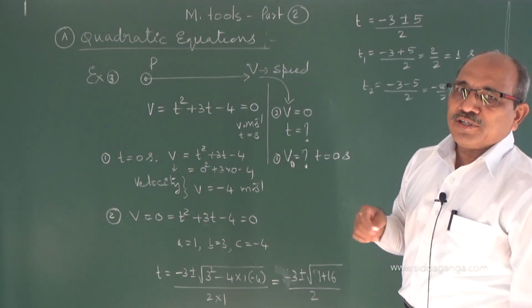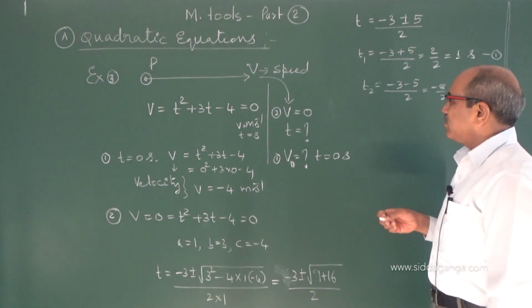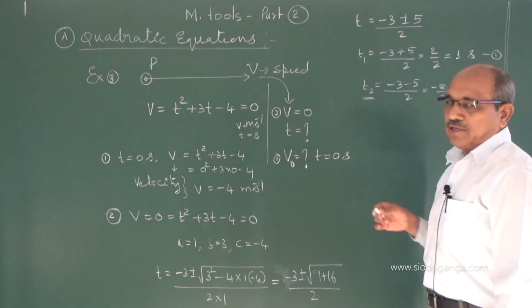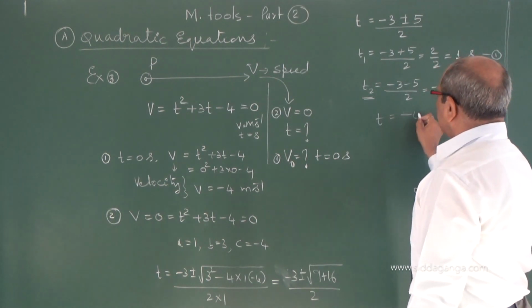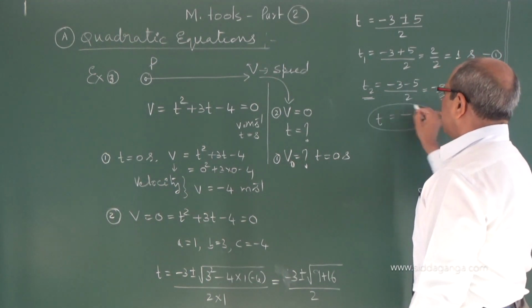We are not counting the time with negative values. Time is always positive, as a scalar quantity. Therefore, t equal to minus 4 second is not an answer to this question.